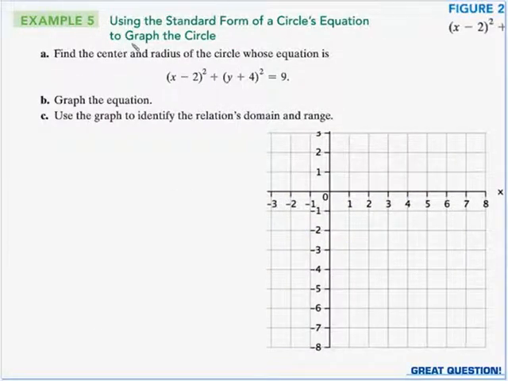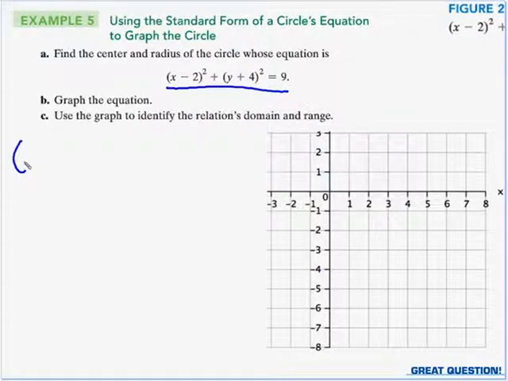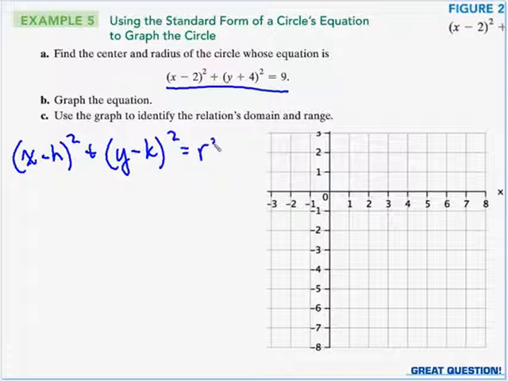Now in example 5, looks like a multi-part here. Use the graph of the standard form of a circle's equation to graph a circle. Oh, and I guess we kind of already did that. Find the center and radius of the circle whose equation is given. Then we're going to graph it and use the graph to identify the domain and range of the circle. Okay, well, let's see here. Back that up. Our formula is x minus h squared plus y minus k quantity squared equals r squared.